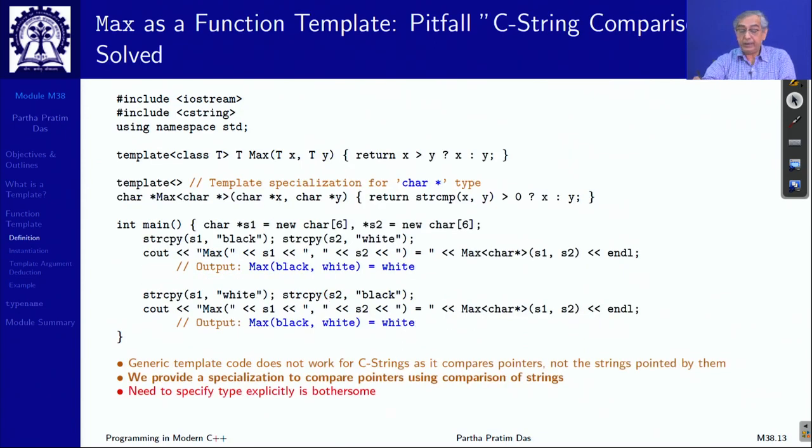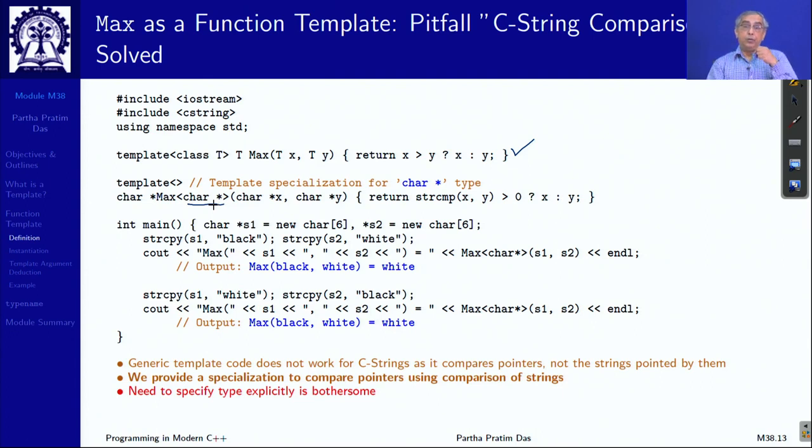The second was with the string. So, what I can do is something very, very interesting again. We have provided this template. So, we are saying that for T this is the template, but if the type is char star, then I have a different template.